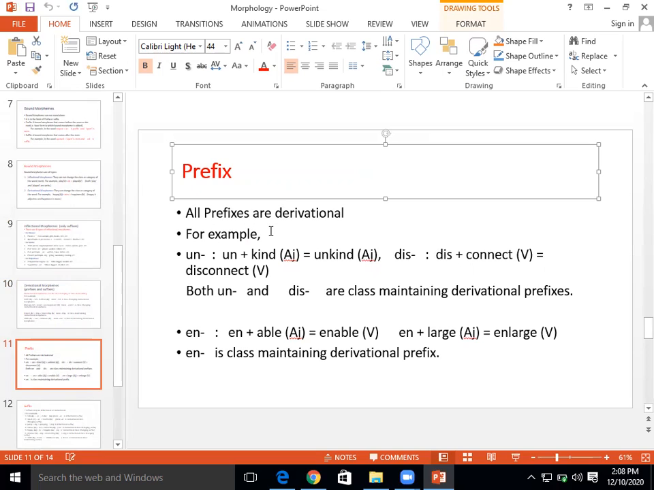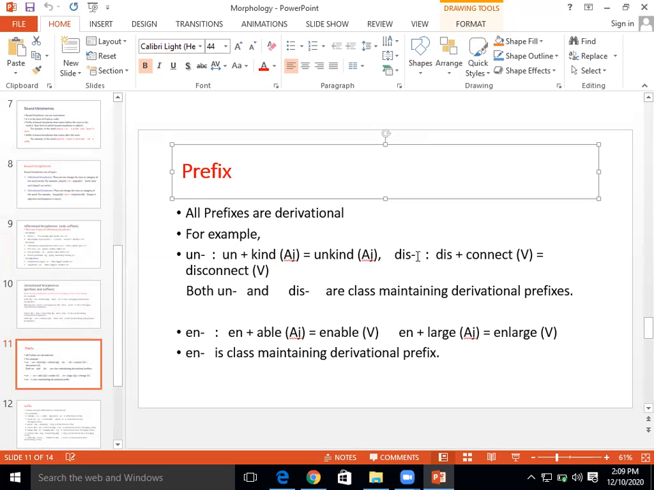Only one I think is class changing, and I will give you that example. For example, un plus kind. Un is a prefix and kind is an adjective. When we add un to kind, it becomes unkind, and unkind is also an adjective. Prefixes are all derivational and they are mostly class maintaining. So here un is a class maintaining derivational prefix.